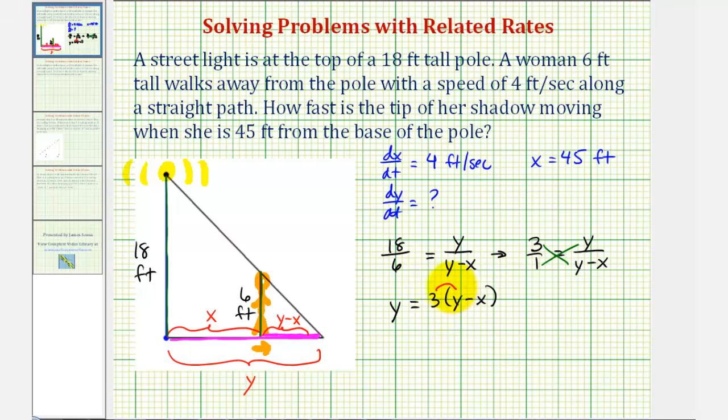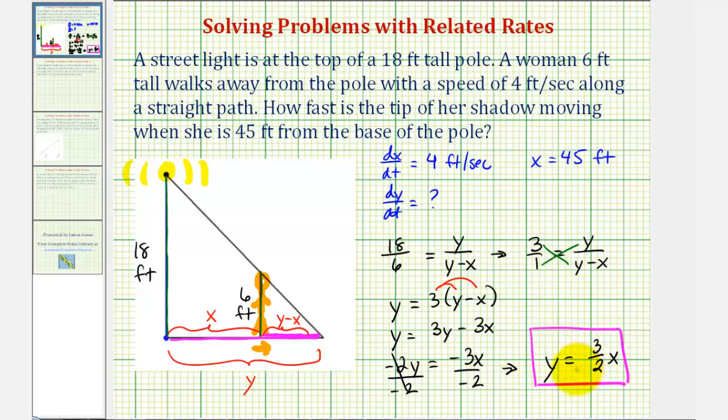Let's go ahead and distribute the 3. So we have y equals 3y minus 3x. Subtract 3y on both sides, that would give us negative 2y equals negative 3x. Divide both sides by negative 2. Notice how we have the equation y equals 3/2 times x. So this is the equation that relates x and y. So now we'll find the derivative with respect to t, solve for dy/dt, and then perform substitution using the given information. Let's go ahead and finish this on the next slide.